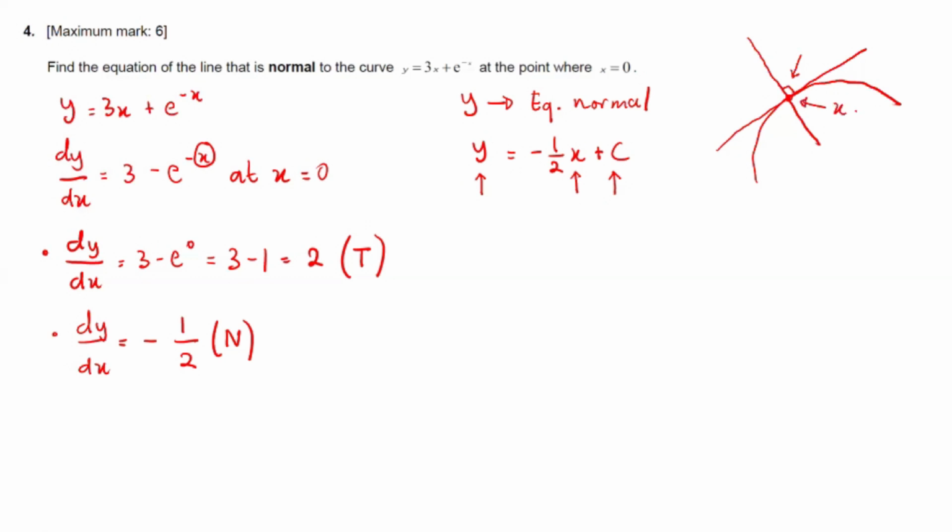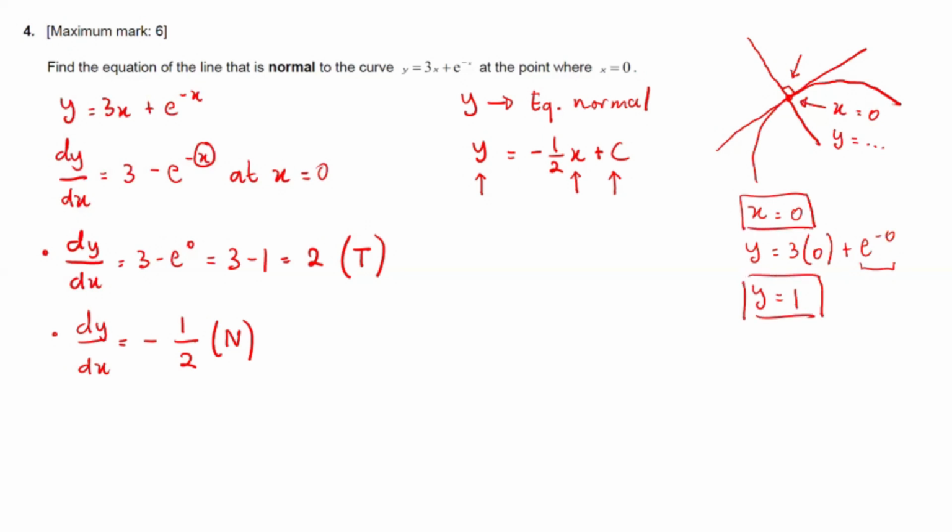We know that this is when x equals 0. Now, what is the y? Remember, this point is also part of the curve. y equals 3x plus e to the power of negative x. So we can substitute x equals 0 into y equals 3 times 0 plus e to the power of negative 0. 3 times 0 is just 0, and e to the power of negative 0 is just 1. So y equals 1 right here. So when x equals 0, y equals 1. This is the point that belongs to the tangent line and also belongs to the normal line.